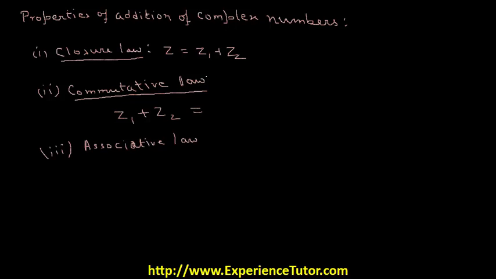Third comes the associative law. According to associative law, if z1 and z2 are two complex numbers, then z1 plus z2 plus z3 is equal to z1 plus (z2 plus z3).